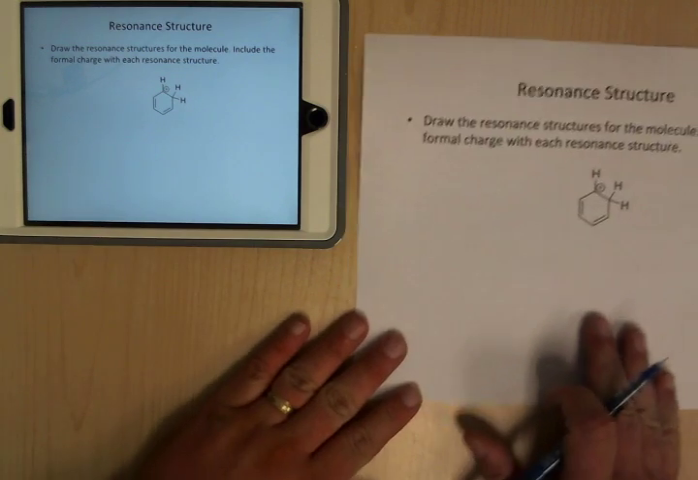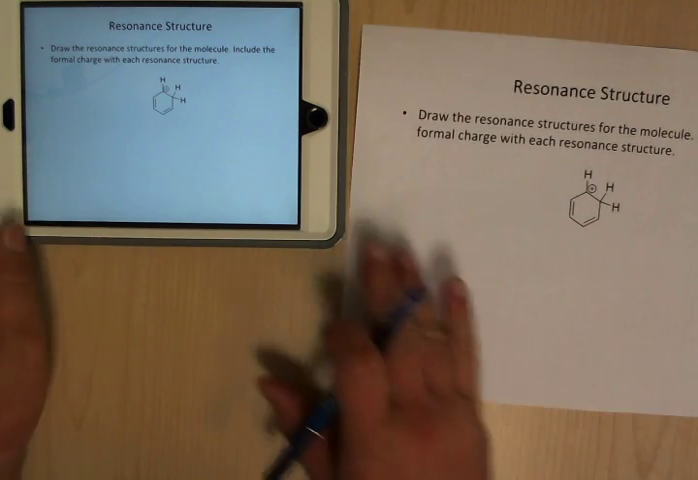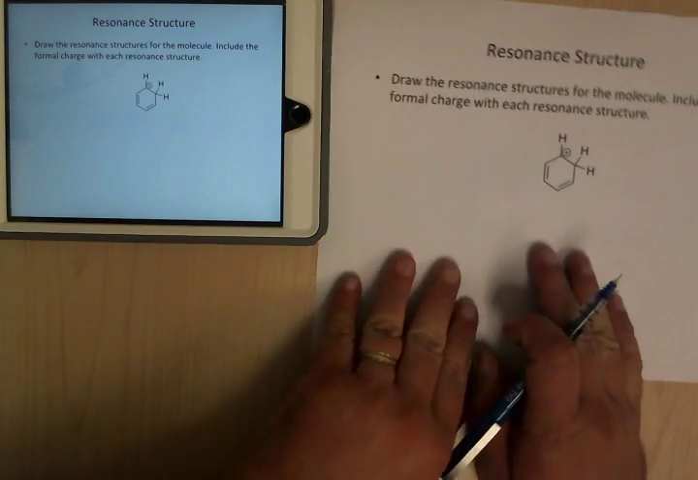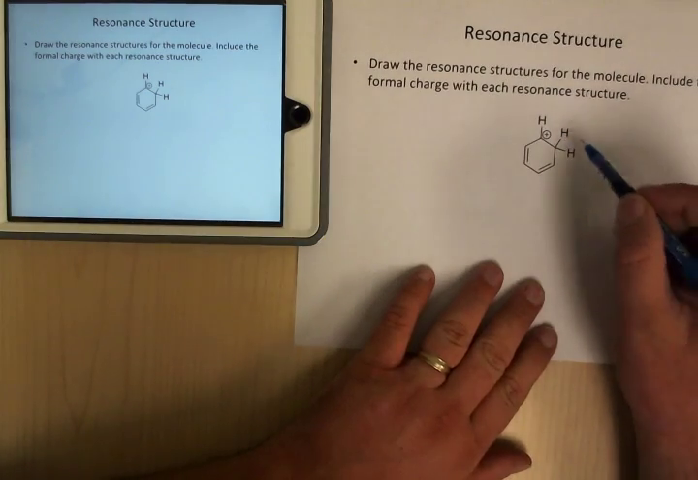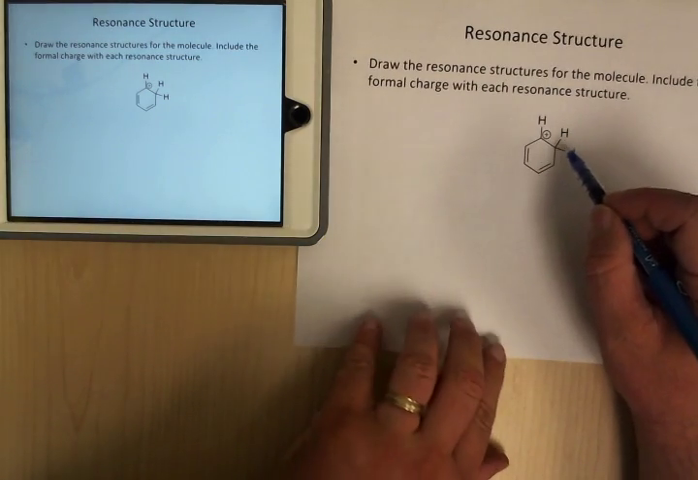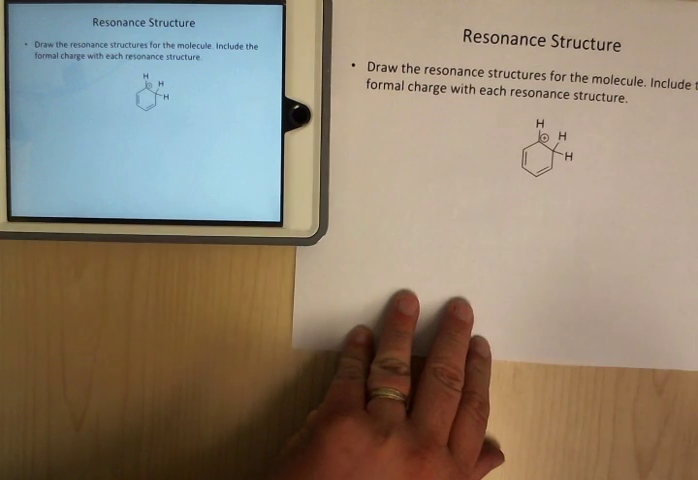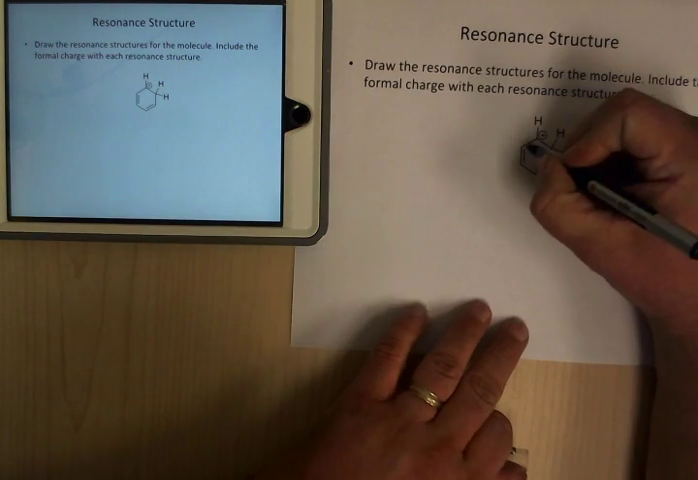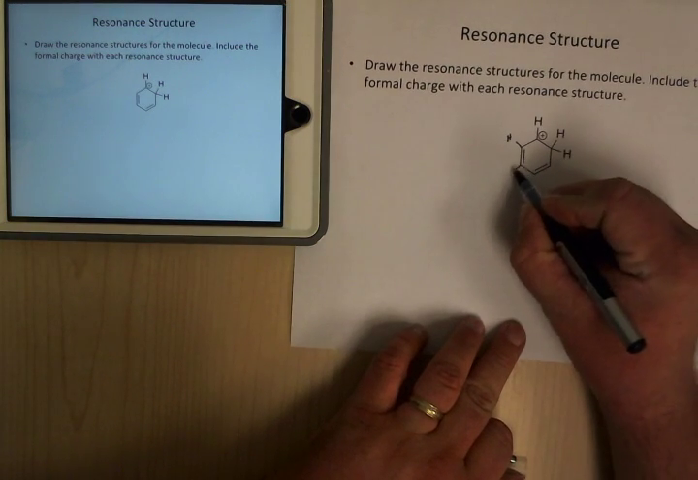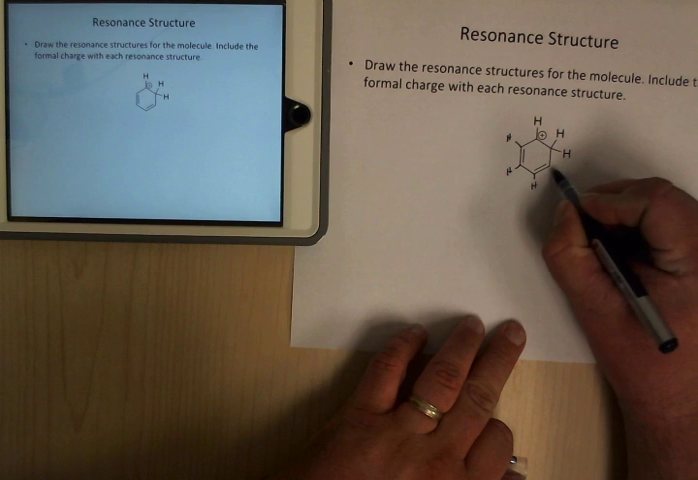Next up, resonance structures. You can sort of think of resonance structures as wanting to get carbons that only have 4 bonds. That's one way to think about this. It may be a little easier to go ahead and draw out the rest of these hydrogens, so it makes the formal charges a little bit easier to see.